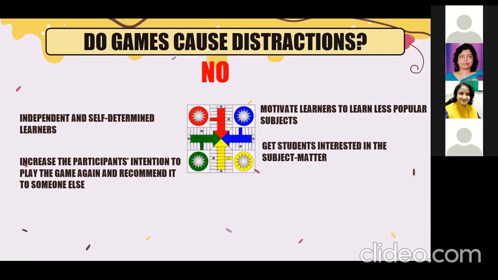And then you get students interested in the subject matter. So that is the most important aspect of the game. You get all the students interested in the subject matter. The subject matter may be very dull. It might be a very dry subject. There's nothing interesting about the subject. It's all theory, there's no practical. But when you give them games or activities, they will definitely enjoy playing the game.